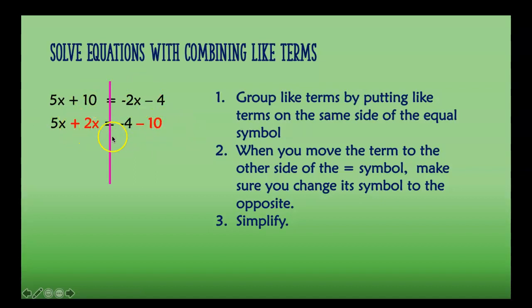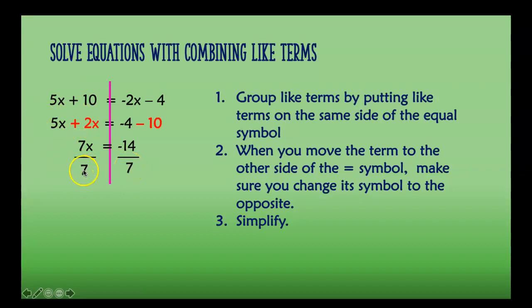Now that we have grouped the like terms, we can simplify. 5x plus 2x, 5 plus 2 is 7, and then we just copy x. Negative 4 minus 10, same symbol, so it's negative 14. Now we are down to a one-step equation. This is 7 times x. We use the inverse operation to solve the problem, so we're going to use division. We're going to divide both sides by the coefficient 7.